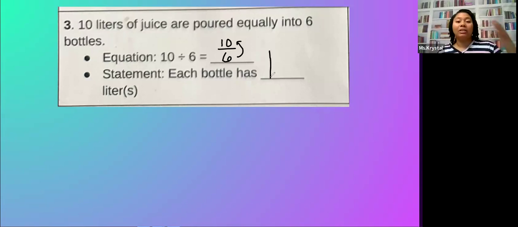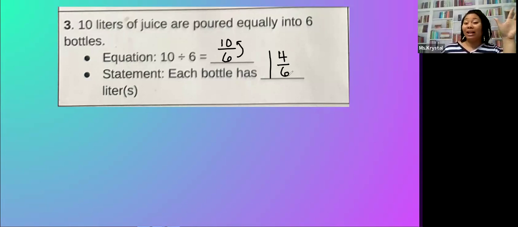And now let's count up. So 6 to 10. How many will get there? 6, 7, 8, 9, 10. We have a remainder of 4. And that's all over the same denominator, which is 6.